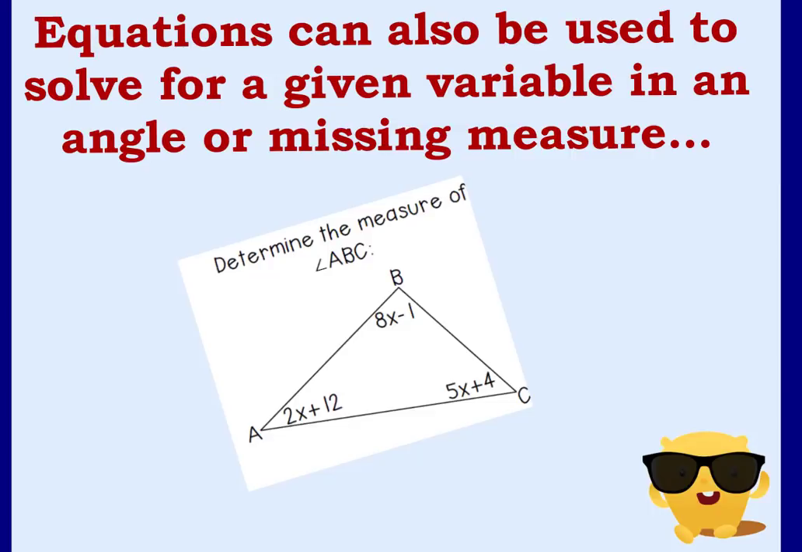There's another way you can solve for a variable or a missing angle measure in a triangle, and that is by using equations. Sometimes you're going to be given triangles like the one you see here where the angles involve a variable. We can still use the rule that all of the angles add up to 180 degrees to solve for the variable and then determine the actual angle measure.